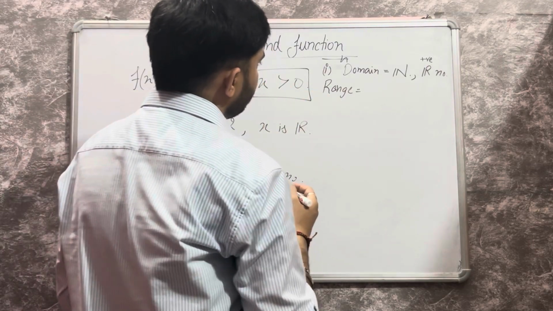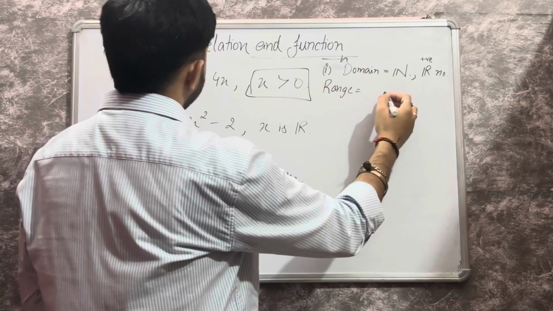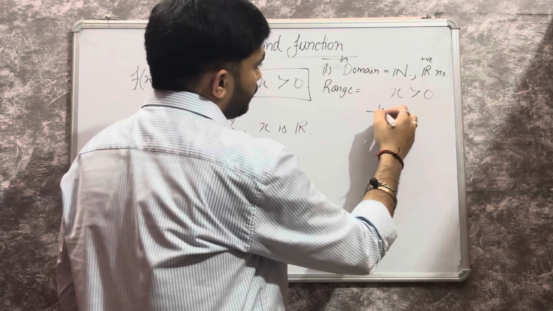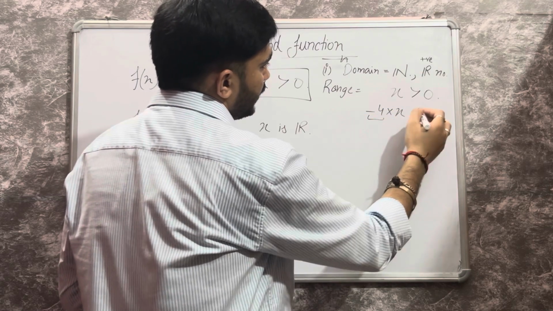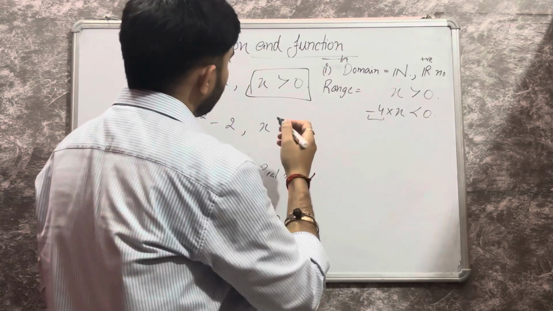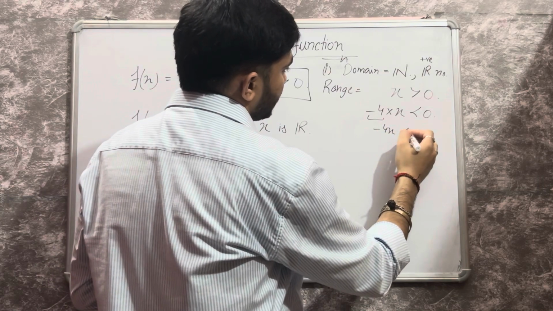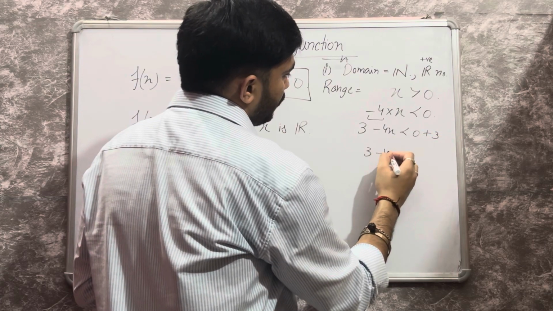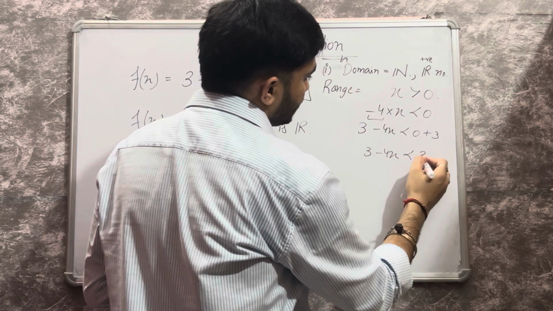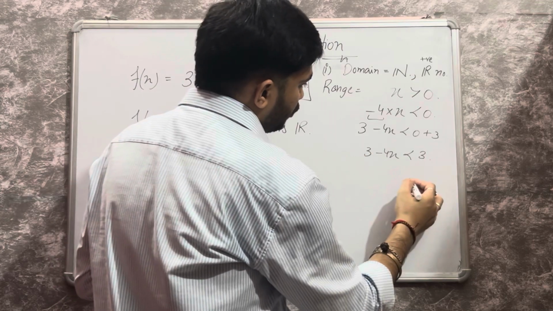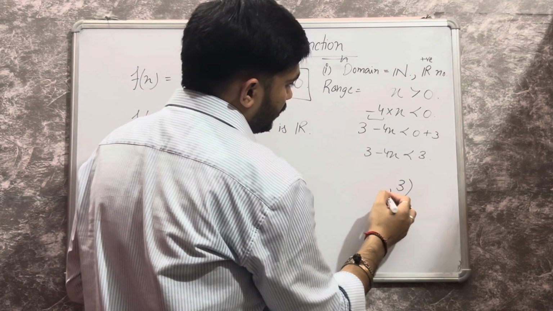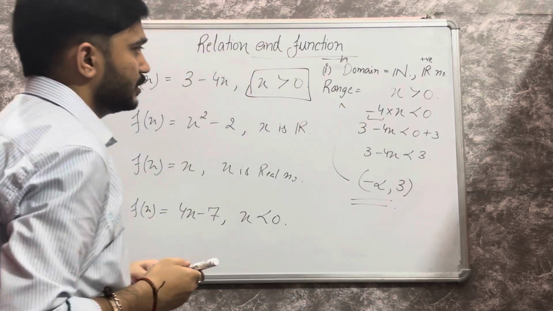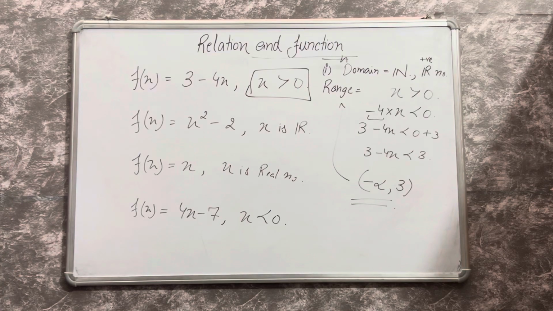What is its range going to be? Since we know that x is always greater than 0, when multiplied with a negative number it is always going to be less than 0, and this makes minus 4x less than 0, and if we add 3 on both sides, 3 minus 4x is less than 3. So our range is going to be from minus infinity to 3. Any doubt? This is going to be our range. Please take a screenshot of the first answer.